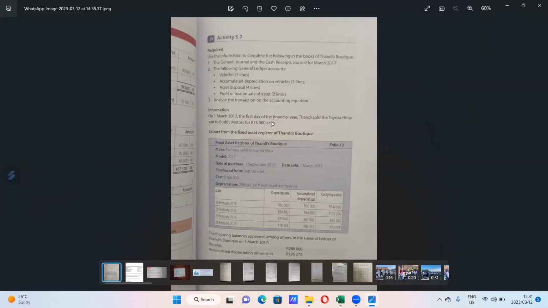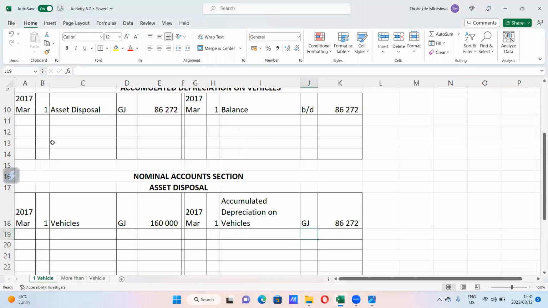Just post it. Everything that happens in the CRJ means the bank increased. Bank is an asset, so the asset increases on the debit. So when we are posting on the bank account, it would have been on the debit, which means on the asset disposal, the contra account, it is on the credit. Same month, same day, we received money. So our contra account is bank. In the CRJ, we received 75,000 from the bank. And now we are done with transactions.